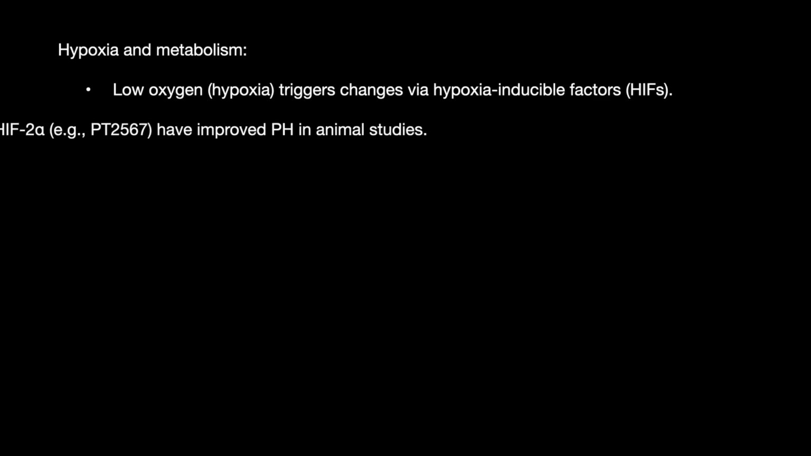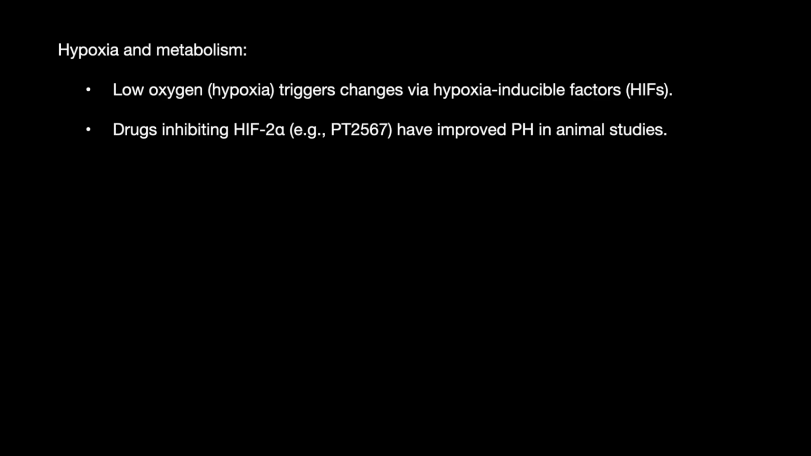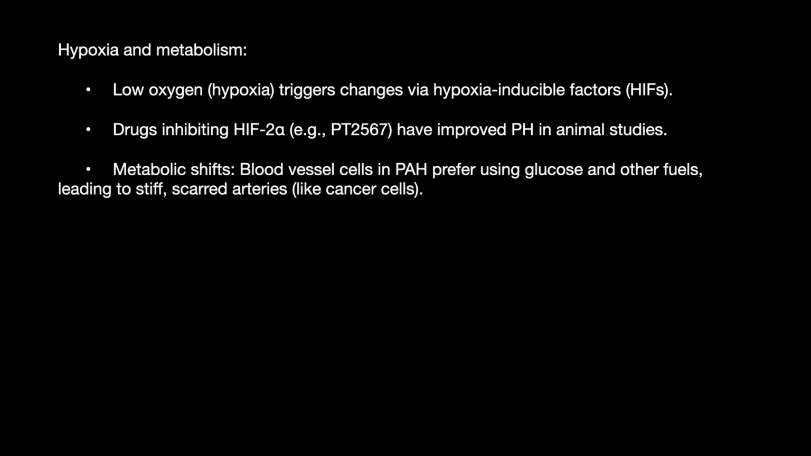Impact of hypoxia and metabolism. Low oxygen, that is hypoxia, triggers changes in hypoxia inducible factors, that is HIFs. Drugs which inhibit these, like HIF2 alpha inhibitors, can improve the pulmonary hypertension, but as of now these studies are all going on in animal models.